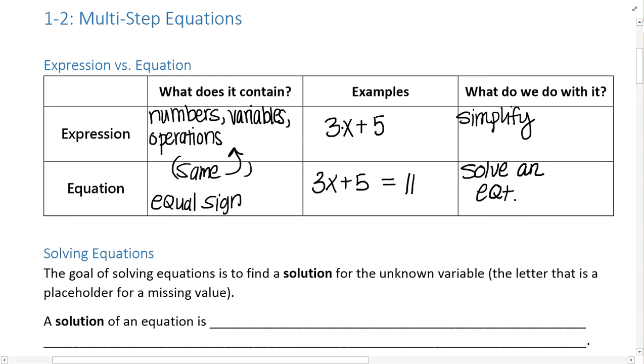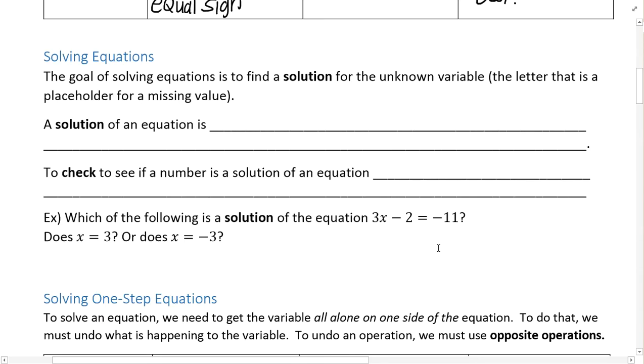Okay? So let's talk a little bit about solving an equation. The goal of solving equations is to find the solution for the unknown variable. And that number, the solution of an equation specifically, is a number, or in some cases it can be multiple numbers, that makes the equation true.